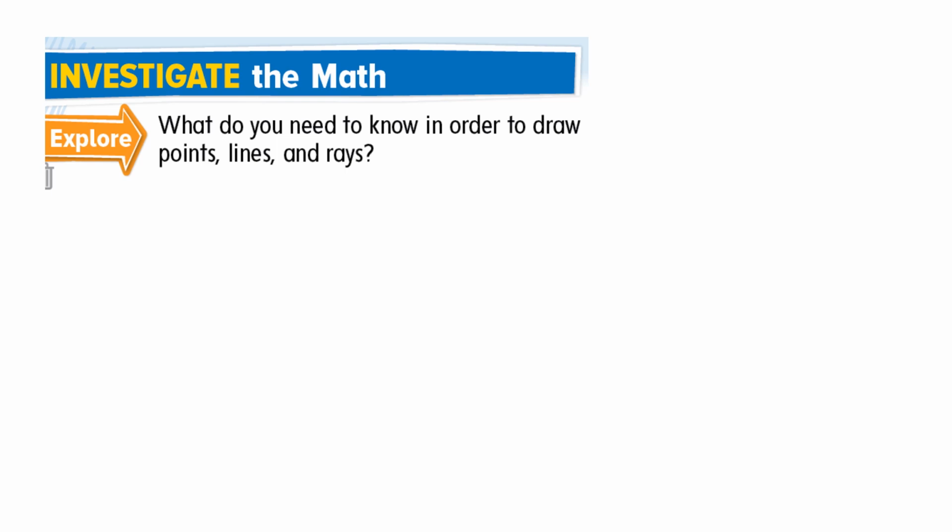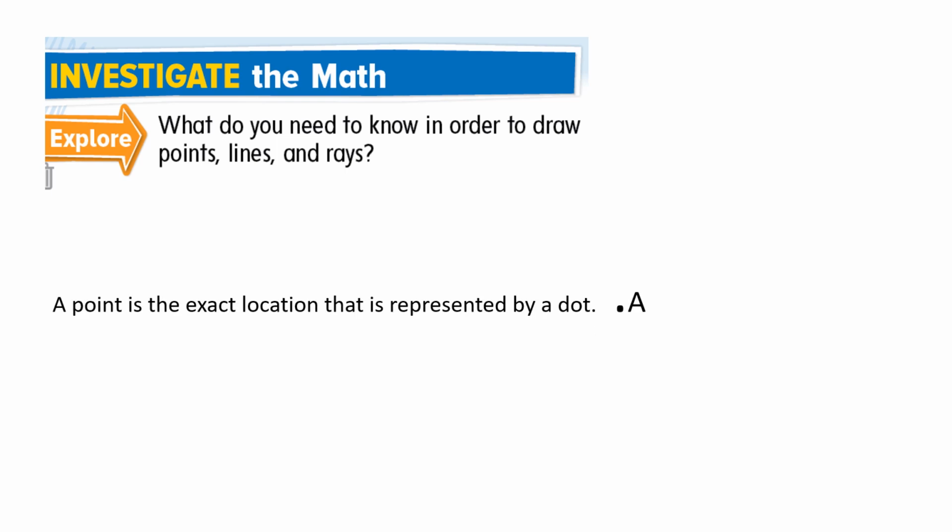So what do you need to know in order to draw points, lines, and rays? Well, I suspect you need to know what each of those are, right? If you're drawing a point, it is the exact location that's represented by a dot. So here we have point A, and I could draw dots all over this and just put a letter next to them and they would be a point.